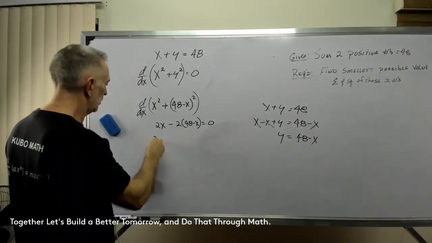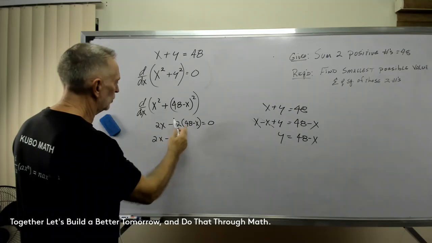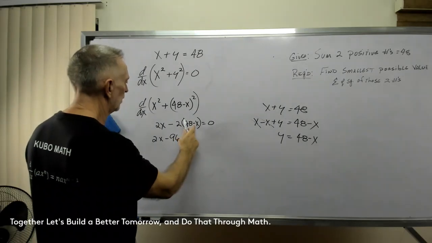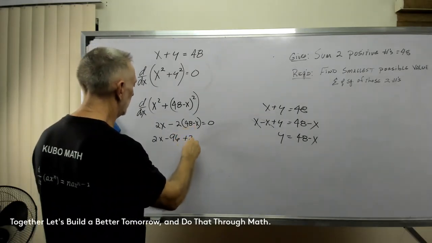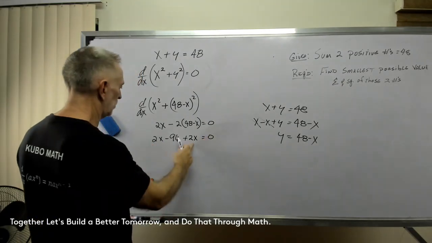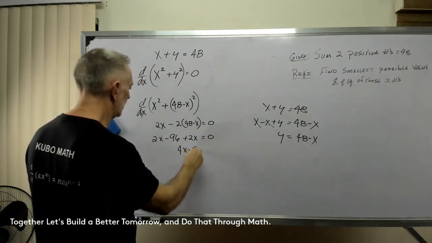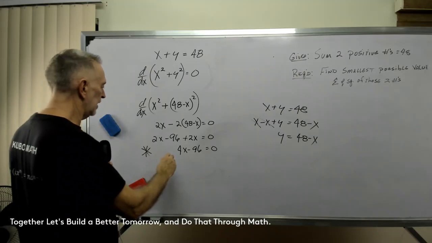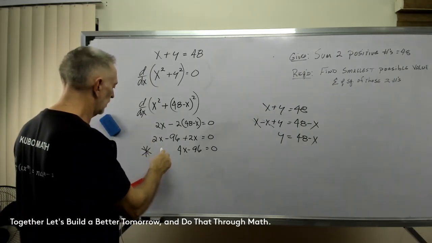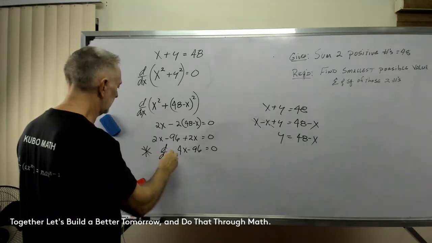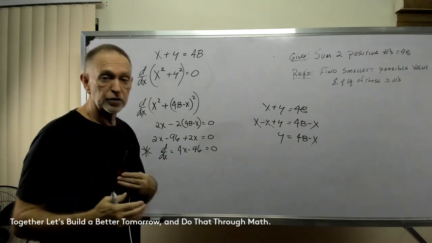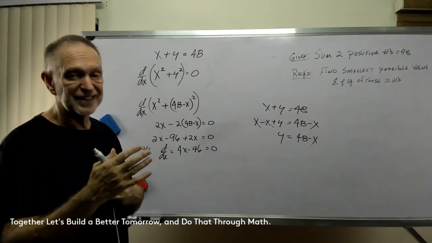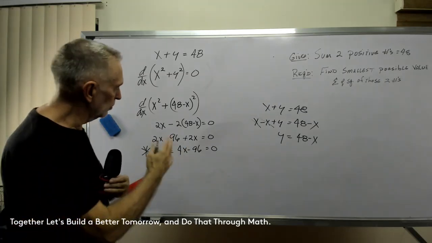Well, what do we have here? 2x minus 2 times 48 gives me a negative 96. Negative 2 times negative x gives me a positive 2x. So 2x plus 2x, I have 4x minus 96 equals 0. Now I'm going to put a star beside that because that is my derivative. So the derivative with respect to x equals that. In the first derivative test we're looking at f prime of x, the sign of that when we're looking at different intervals. We'll look at that here in a moment.